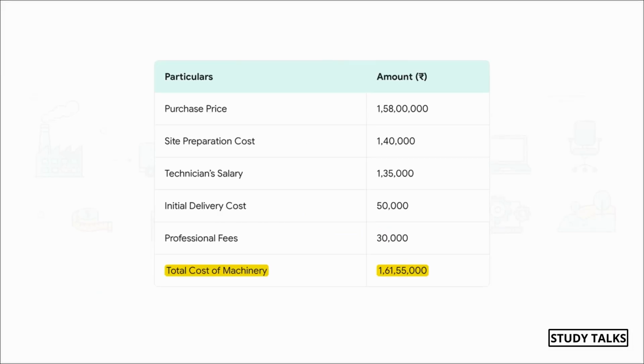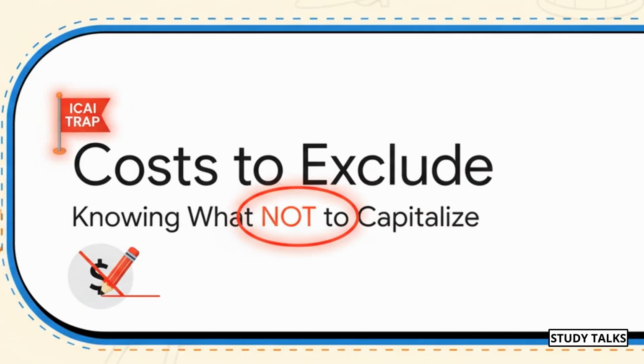We start with the purchase price, obviously. Then we go down the list one by one. Was the site preparation necessary to get the machine working? Yes. What about the technician's salary during setup? Absolutely. Delivery cost? Yes. Architect's fees? Yep. All of these are directly attributable costs. So we just add them all up, and we get our final capitalized cost of 1,61,55,000.